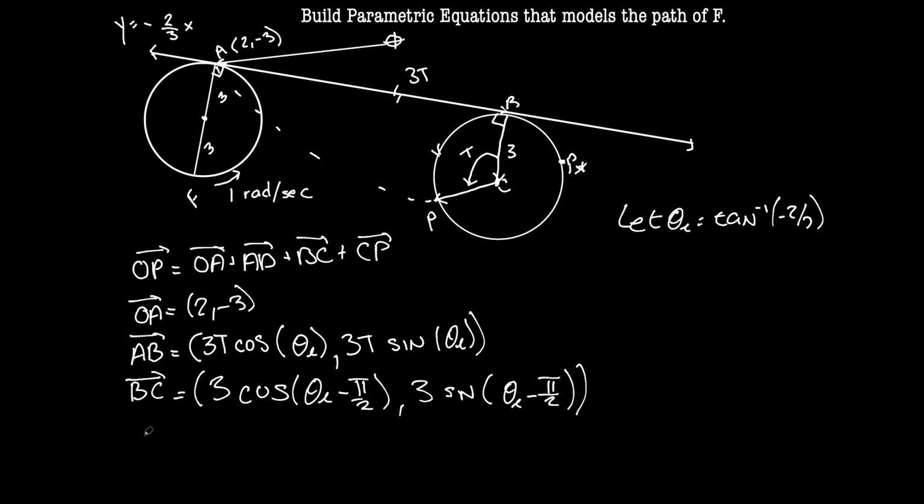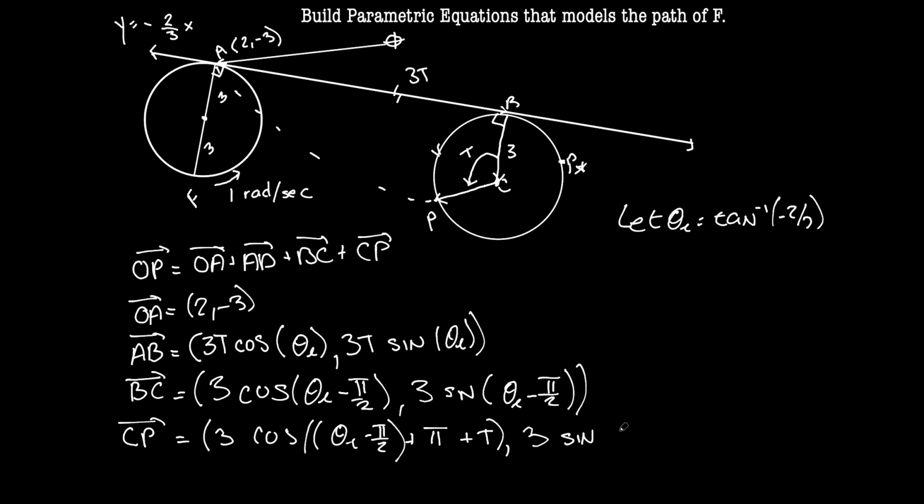So now our CP value. We're going to take our magnitude, which is 3, and we're going to have our previous angle, theta L minus pi over 2. So now we're looking this way. So what we're going to do is add pi and then add t so that we look at P. And hopefully that makes sense.